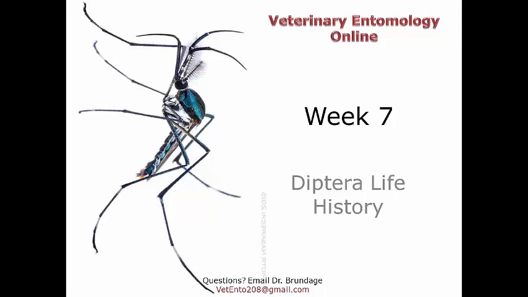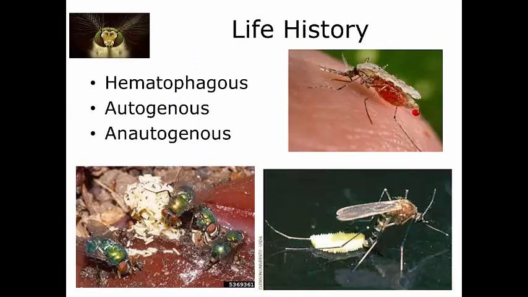Now let's take a look at the general Diptera life history. We're going to spend the rest of this unit talking about those species of flies that are especially important to animals. The way that these flies can be important to animals is how they attack or affect the animals and their environment. These species can be hematophagous, meaning they feed on blood.